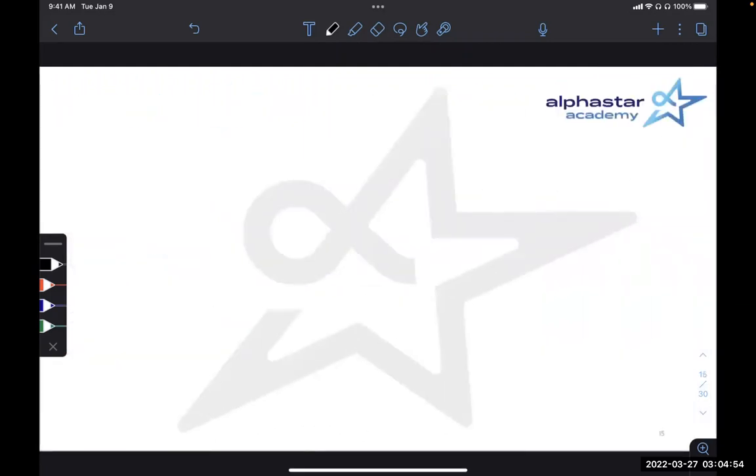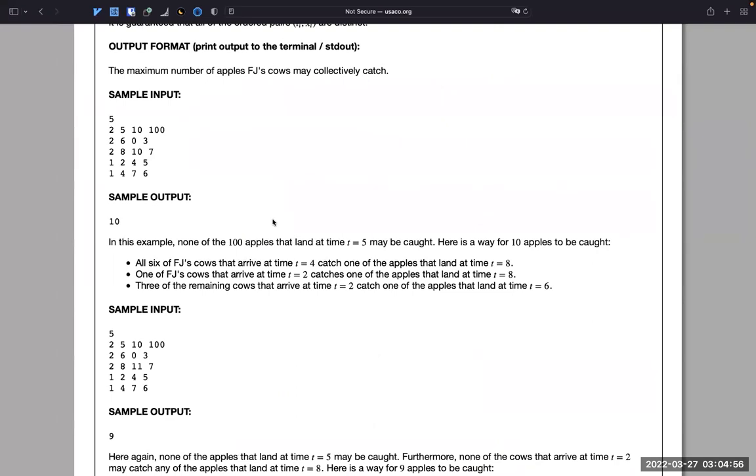So I guess if we were going to write the conditions for a cow to reach an apple, you want Xi minus Xj to be less than or equal to Tj minus Ti, where apple is J and cow is I, so the cow is at I. Would be equal to.